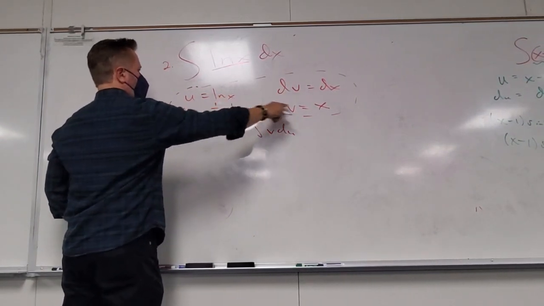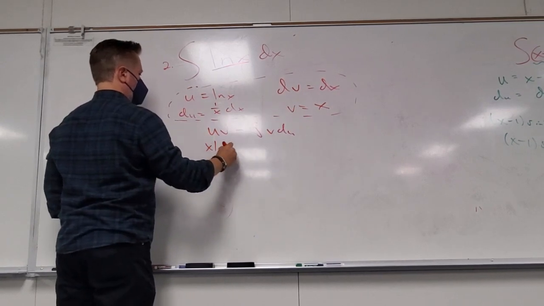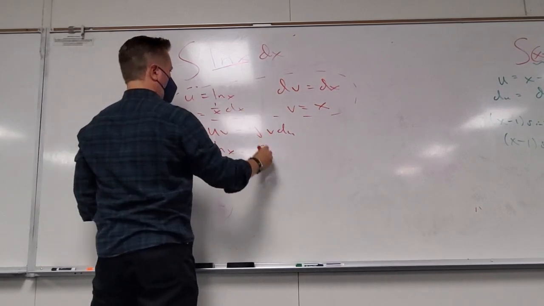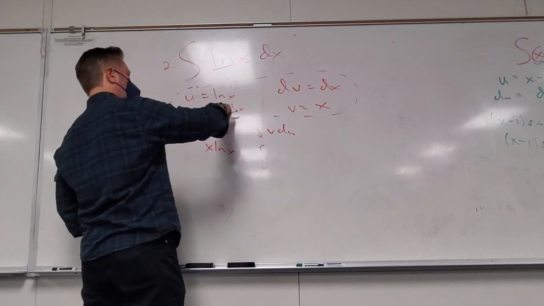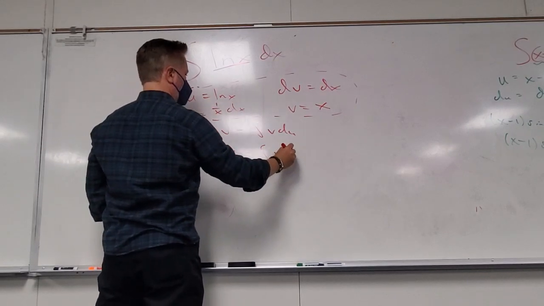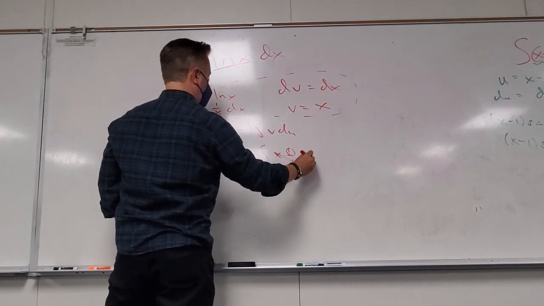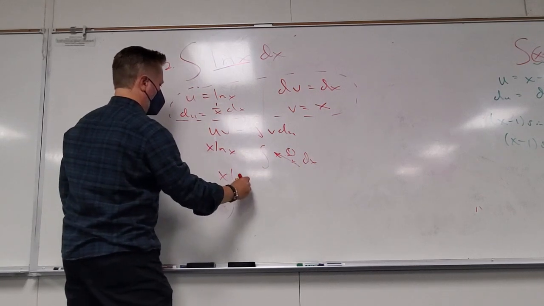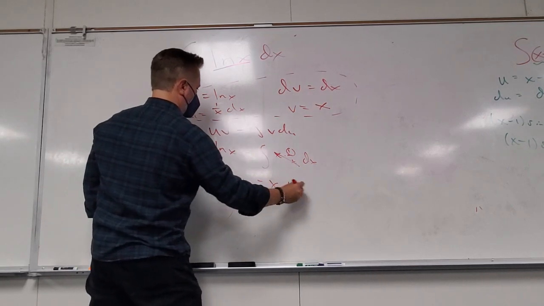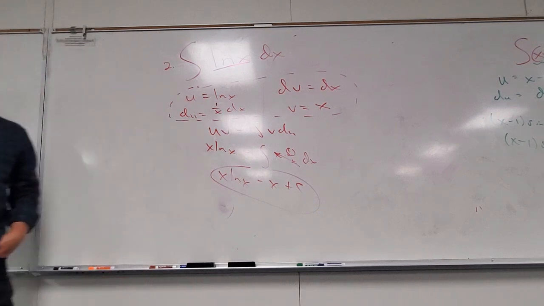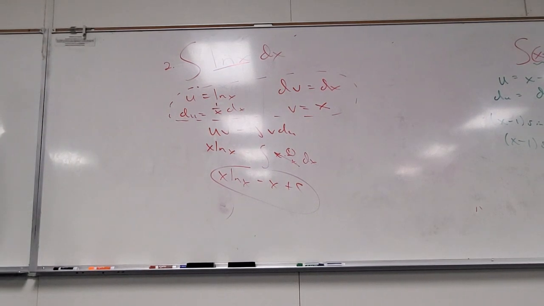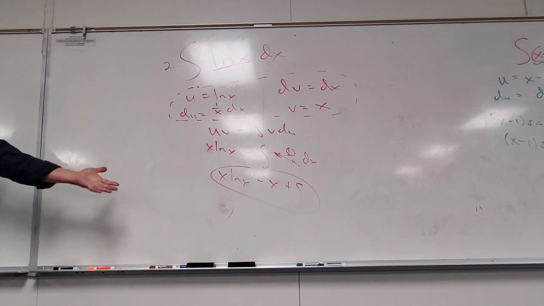You got x ln x minus the integral of x times 1 over x, which of course is 1, and the integral of 1, like we already saw, is x. Cool. So now you can file that away. You can use that as a known fact, which is kind of nice. Anytime you have an integral of natural log, you can memorize it if you want to.